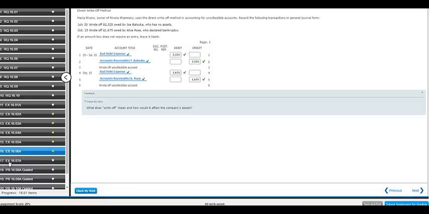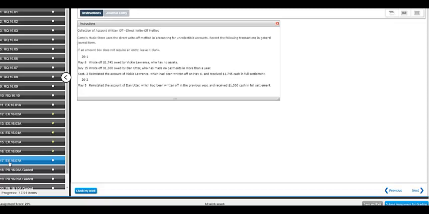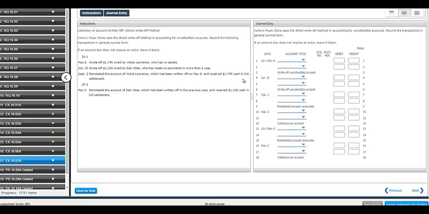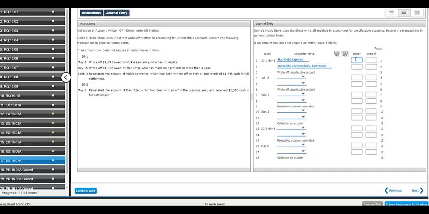Now let's go over to number 17 and see what happens when we collect on an account that's been written off. Cosmo's Music Store uses the direct write-off method in accounting for uncollectible accounts. On May 8th, we wrote off $17.45 owed by Vicki Lawrence, who has no assets. So we go directly to bad debt expense and then take Vicki's account out of accounts receivable. On July 15th, we wrote off $1,300 owed by Dan Utter, who has made no payments in more than a year. So we go straight to bad debt expense and then remove Utter's account.